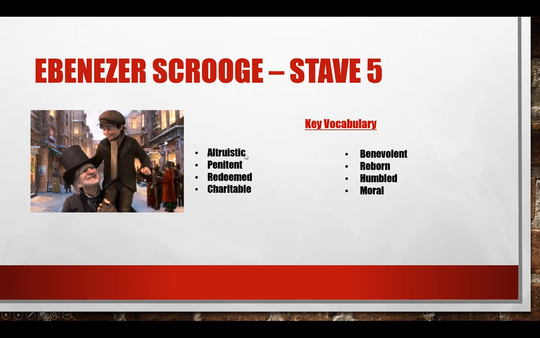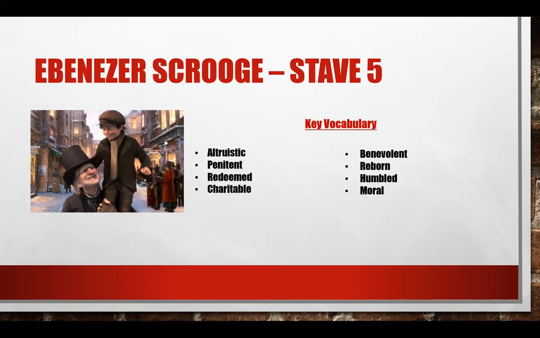Altruistic, that means being truly interested in the welfare of mankind, caring about other people. Okay, penitent, this means expressing sorrow for bad things that you've done, similar to regret. And he shows his penitence by doing all those good things he does in stave 5. Redeemed, okay, that means he's kind of been reborn. He's come into his own, he's changed as a person, he's redeemed himself. Charitable, that means giving to others.